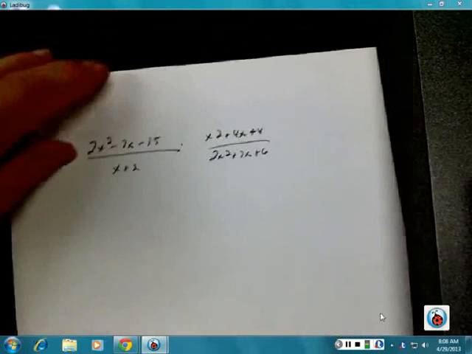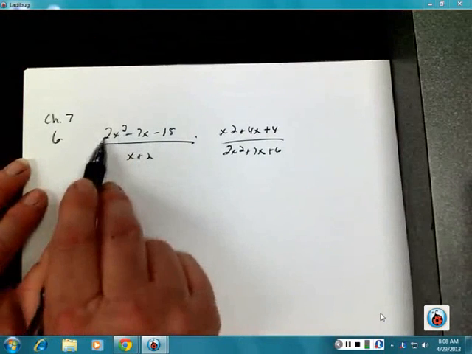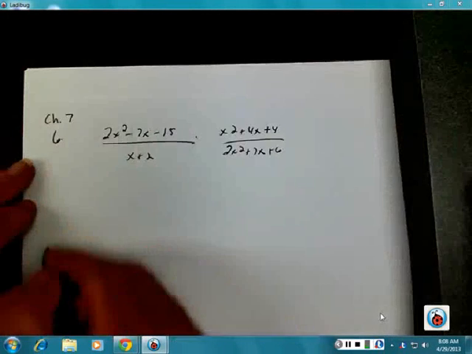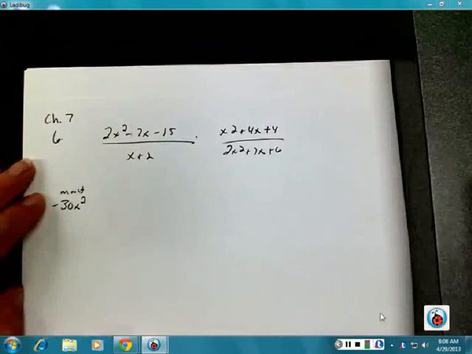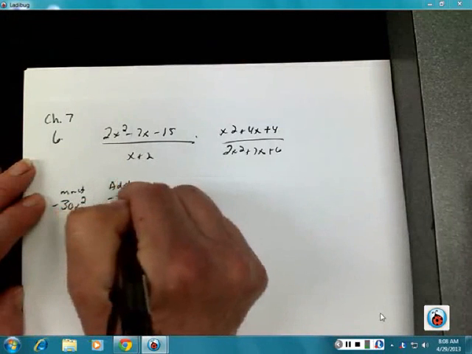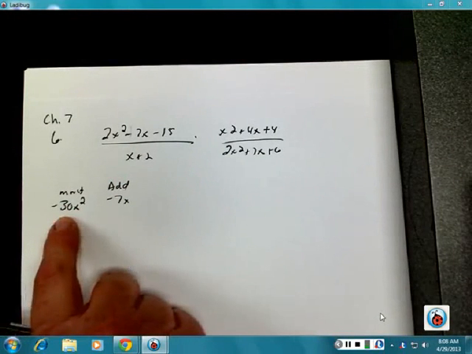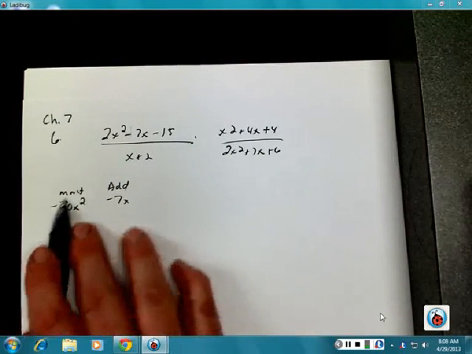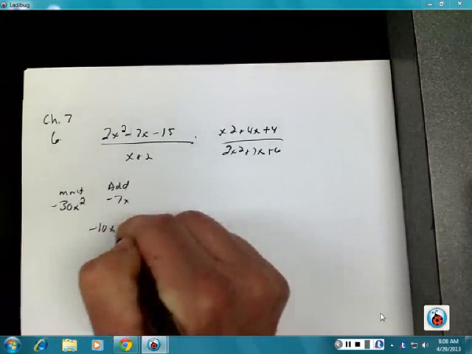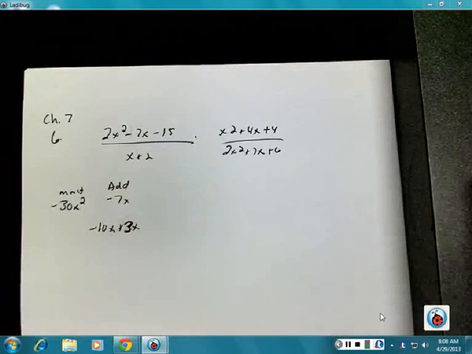So if I take the very first one, I can't just break it apart just like it is because it's got that 2 out in front. So 2x squared times a negative 15 is a negative 30x squared. So I need things that multiply to give me 30x squared, but add to give me a negative 7x. What will they be? 10 and 3, right? Negative 10x times positive 3x gives me this, and a negative 10x plus 3x will give me my negative 7x in the center.